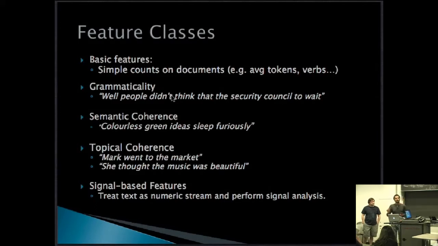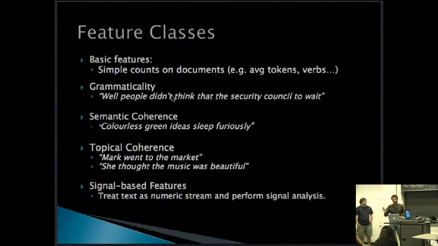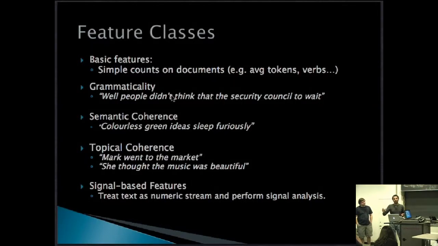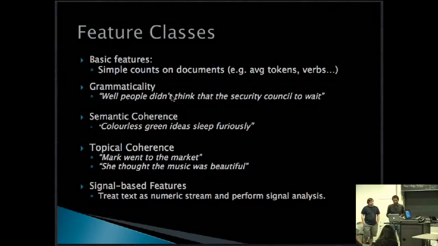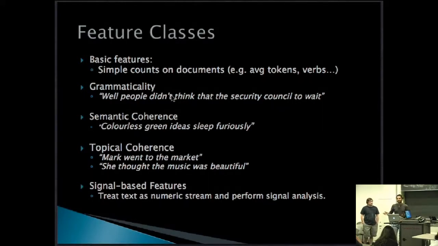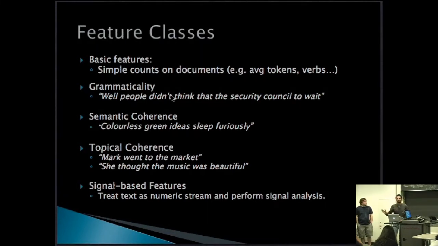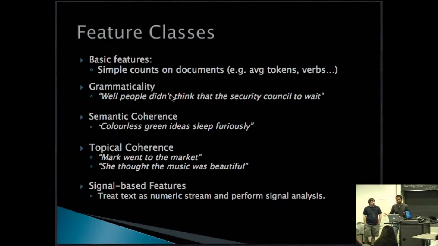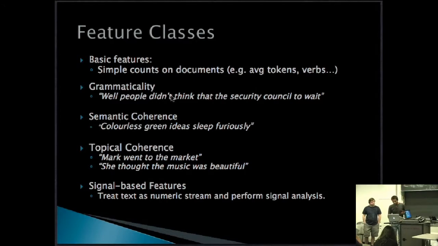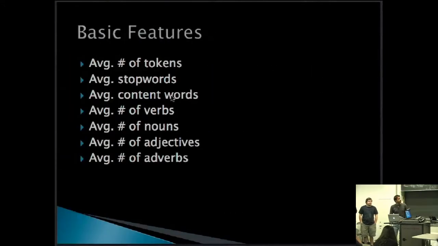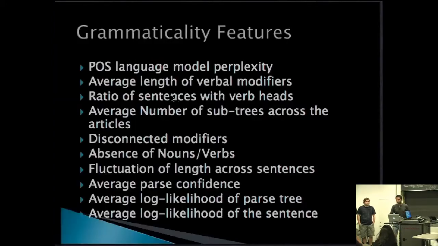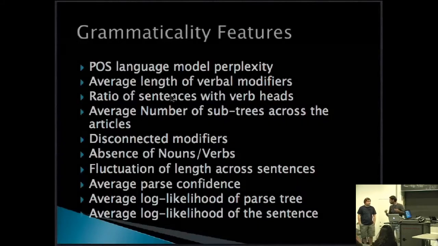Then we focus on topical coherence, which looks at document-wide features and tries to judge whether a document pertains to a smaller set of topics or just jumps from topic to topic. And then we have signal-based features where we treat each word as an impulse train, and we do some dimension analysis using standard signal processing techniques. So, as I described earlier, the basic features are just the counts, and more features will be explained by Jonathan.